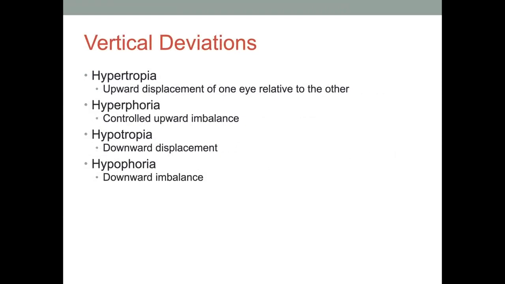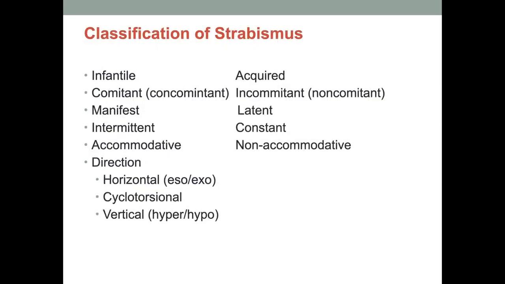You can also have vertical deviation if the eye is displaced upward. It's called a hypertropia, upward displacement of one eye relative to the other. If it's an imbalance which is controlled in the upward direction, it's called a hyperphoria. A hypotropia is a downward displacement, whereas a hypophoria is a downward imbalance.